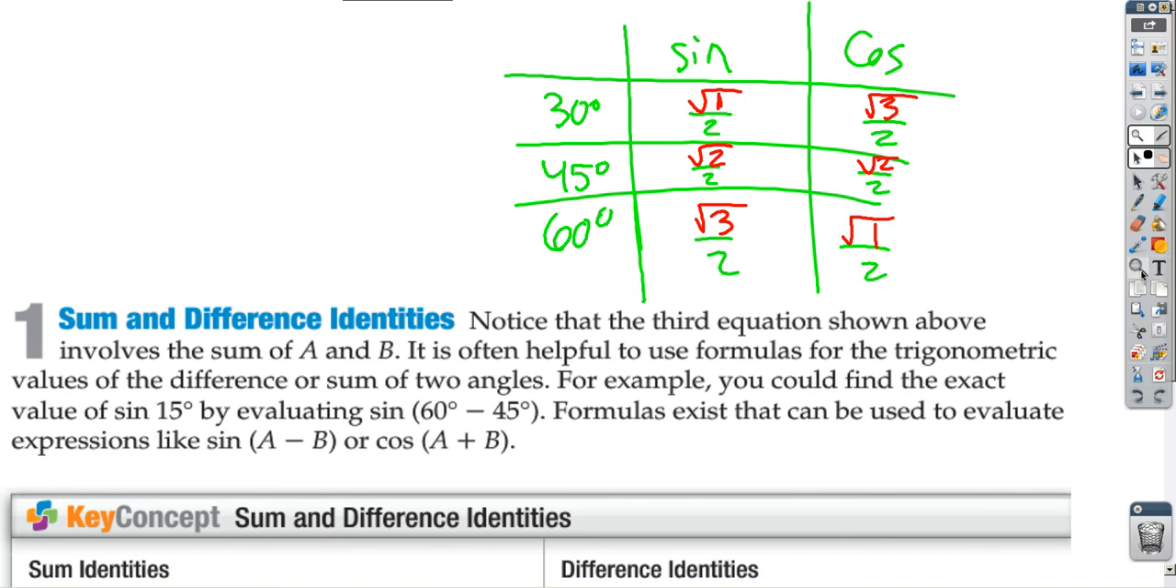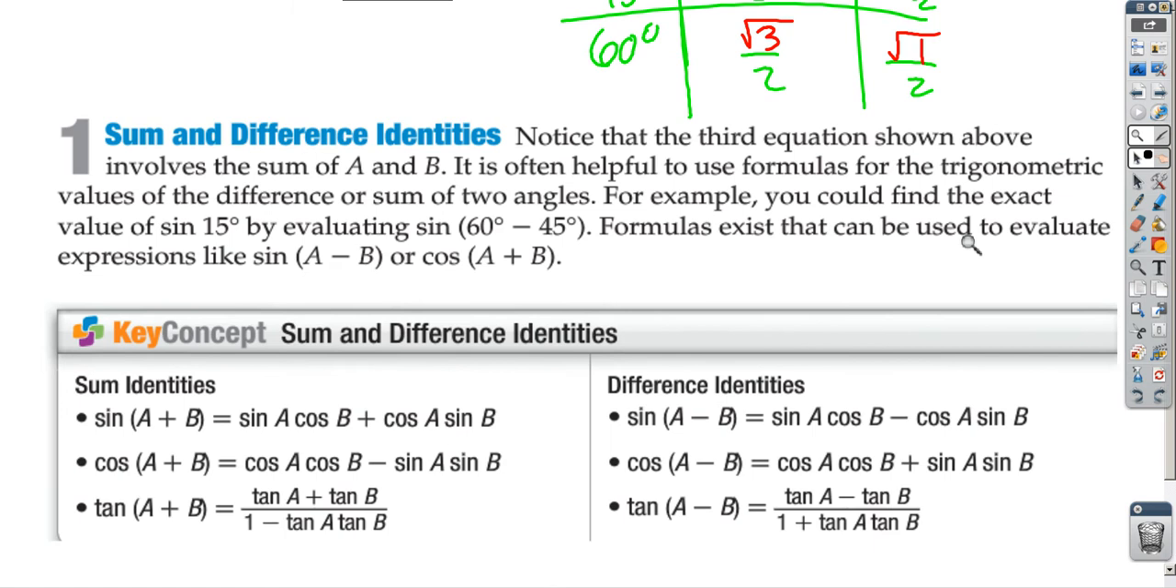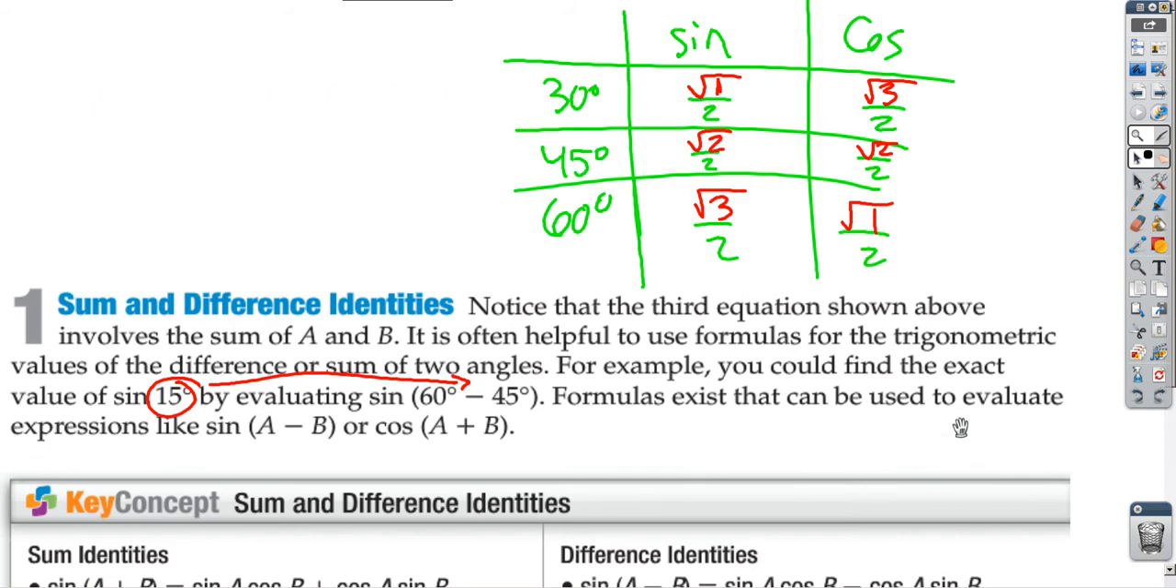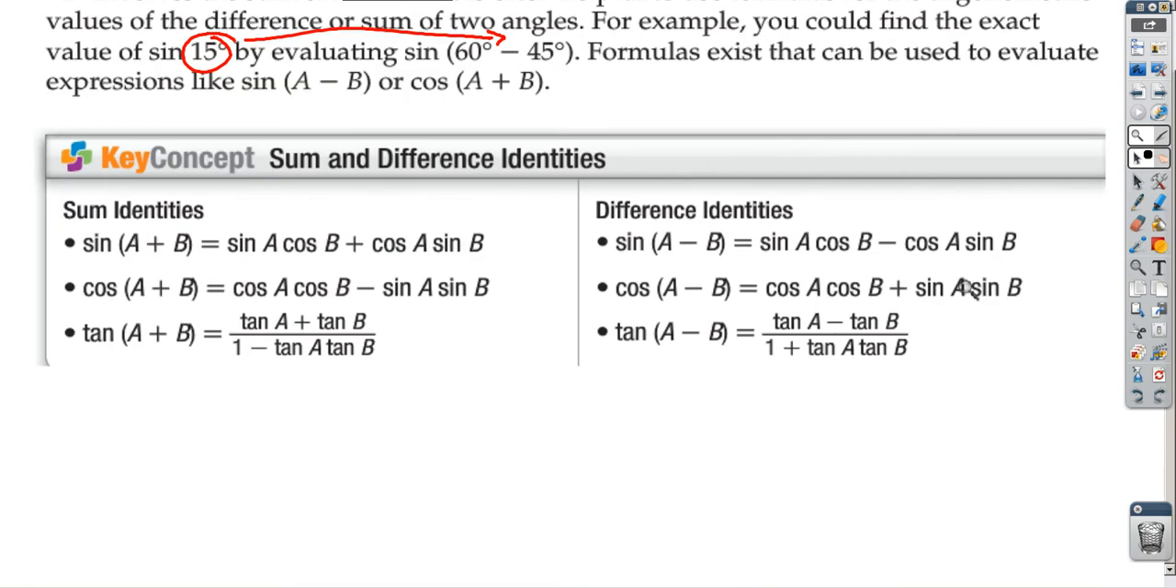Now every other angle can be expressed in terms of 30, 45, or 60. So for example, 15 could be written as 60 minus 45, or it could be written as 45 minus 30. And if we know 60 and we know 45, which we do from this little chart right here, then we can find out what these equal.